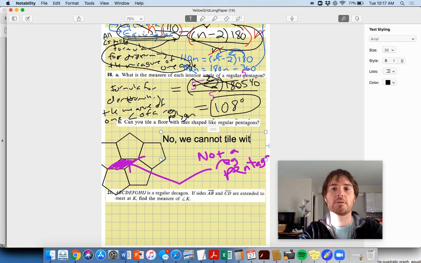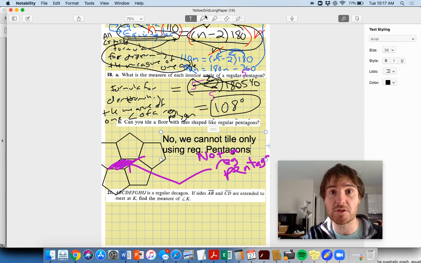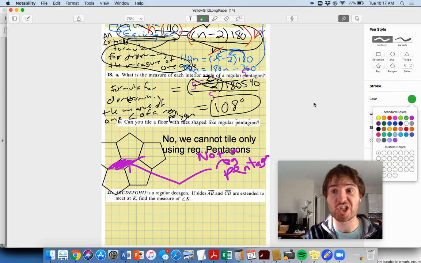Tile only using regular pentagons. Yeah, but why is that, right? Why is that? Well, we couldn't fill up the space here, okay? What does that have to do with this? What does this have to do with part A of the question? You should be asking yourselves here.